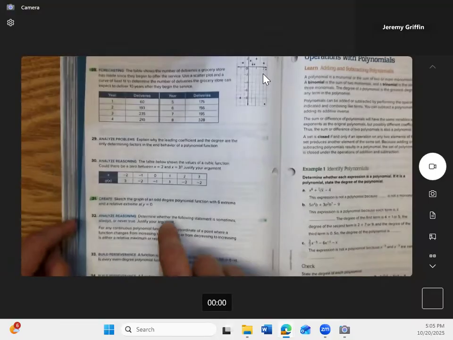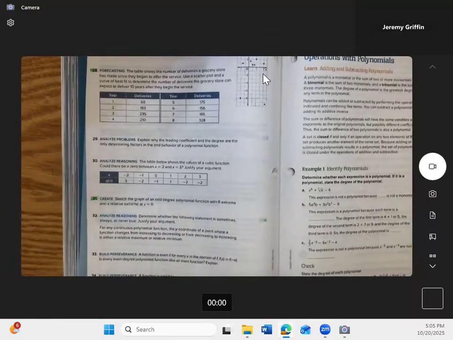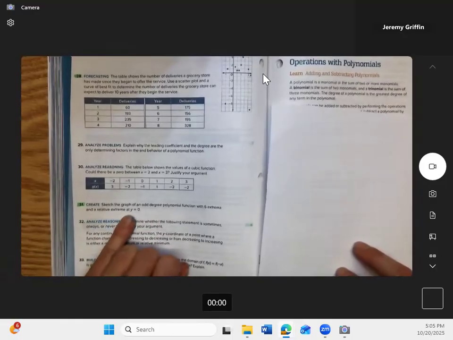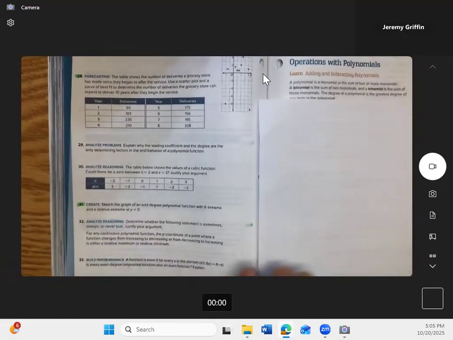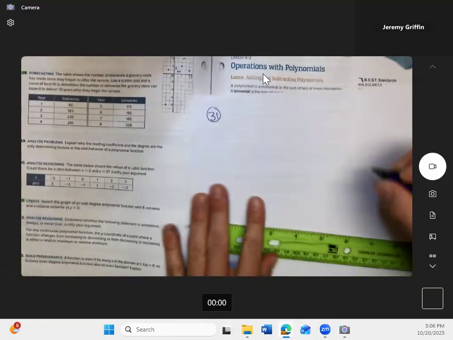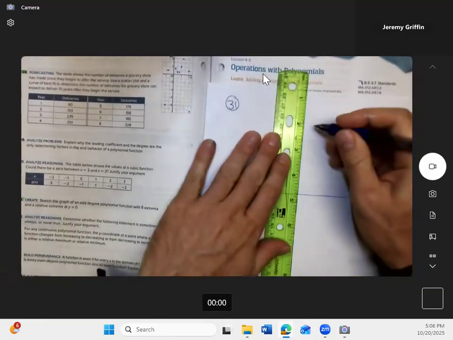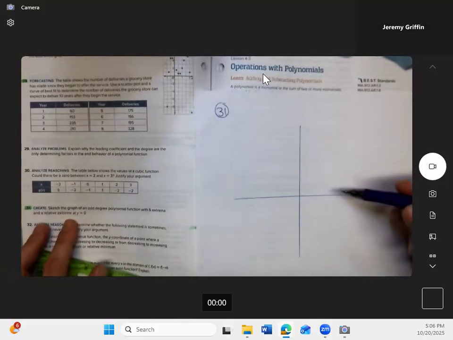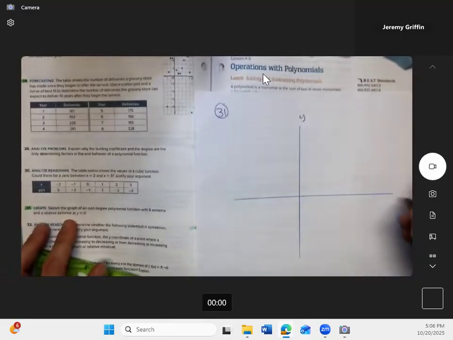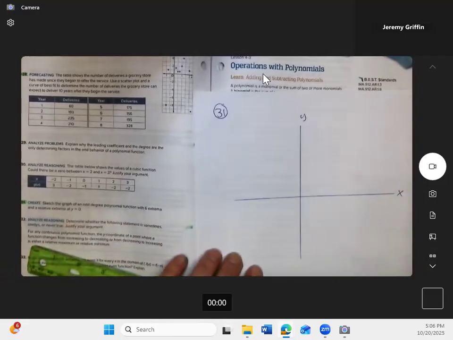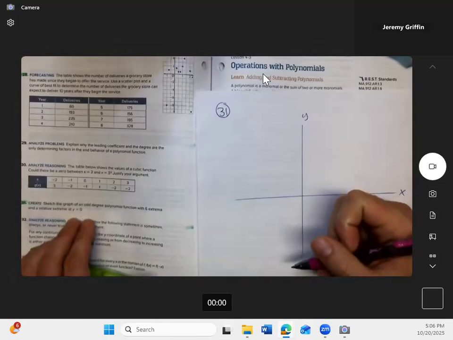Okay. And finally, the last one I'll do with you guys. Number 31, create a sketch graph of an odd degree polynomial function with 6 extrema and a relative extremum at y equals 0. Okay. So, number 31. All right, so let's get an xy set of axes. It just says a relative extremum at y equals 0. Well, if y equals 0, that means it would be touching the x-axis at one place. That's all, right? So I need 6 extrema, and it needs to touch the x-axis at one place. That's that very last condition it says right there.